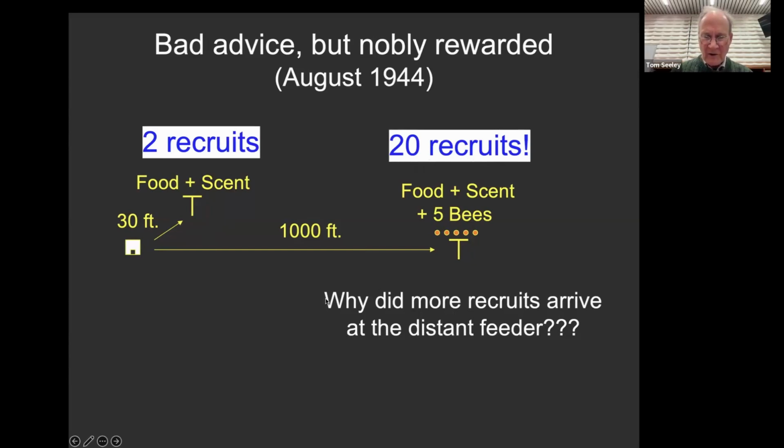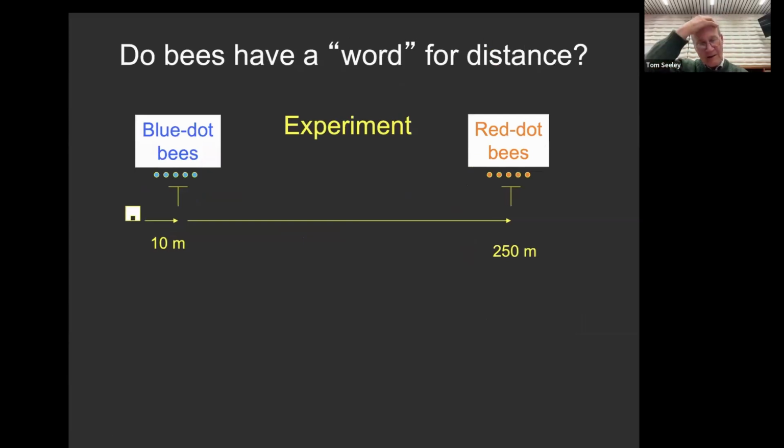So they were all puzzled. Why did more recruits arrive at the distant feeder? Was there something in the dance that was telling bees to go out a great distance? And that was the key point in their analysis. The way Karl von Frisch put it, he wondered, did the bees have a word for distance in their dance? And so he did this experiment.